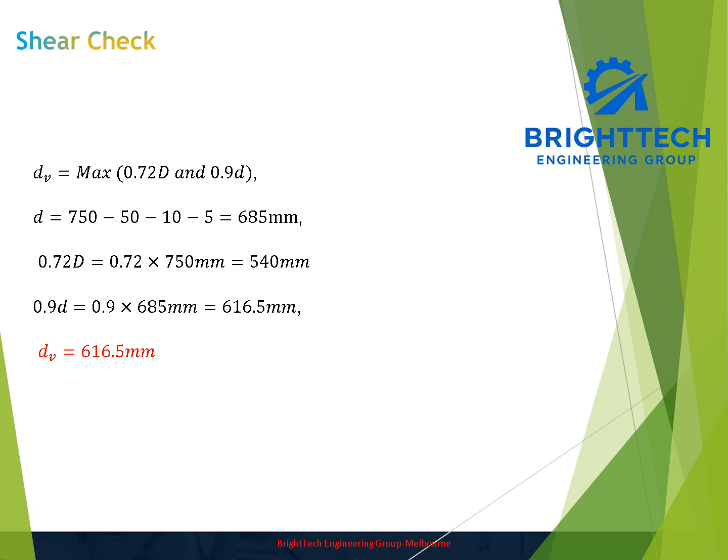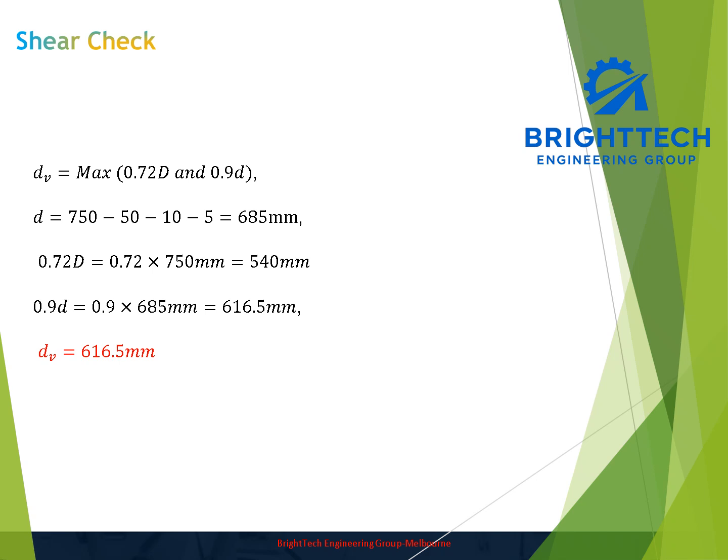D equals 750 minus the cover minus the rebar, and minus 5, which is half of the rebar, because we consider two meshes. And 0.72D, this is the effective depth, and this is 0.72D. D is the total depth, which is 540 mm.